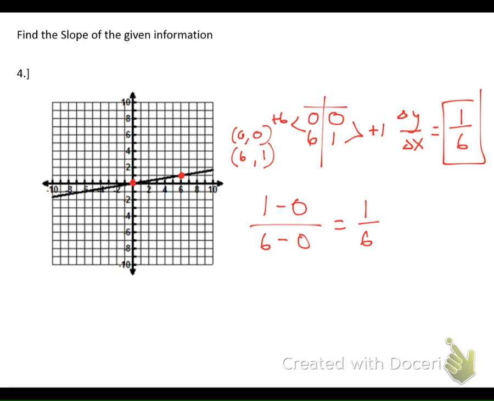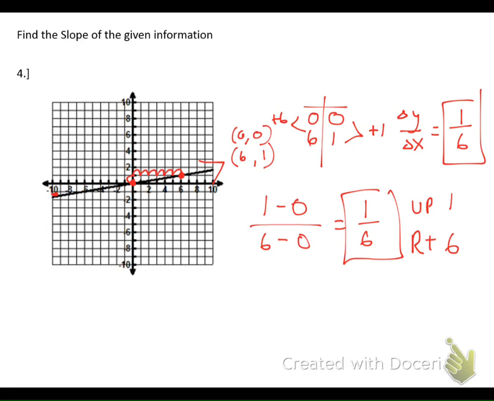Now to show you what I meant, this slope tells me I'm going up 1 and right 6, and here on the graph we can see I go up 1 unit and then 1, 2, 3, 4, 5, 6 to the right. The negatives, it means it's going to look like it's going down. The graph, if you see here from left to right, it kind of looks like I'm heading up. That's why we have a positive. If it were going down, that would be my negative. So there's a graph example.